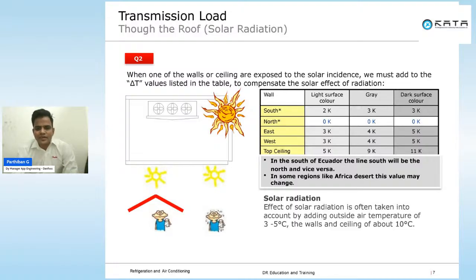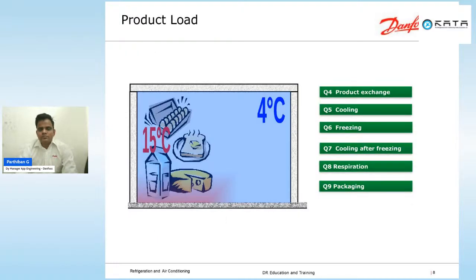Okay, let me go to the next slide. The next load in the cold storage is the product load. This is a major load. Transmission load will contribute only 5 to 10% of the cold storage load because we are using a PUF panel. The PUF panel will prevent the heat from entering, maximum it will prevent, but some minor amount of heat will still enter. That's very low. But product load is the major load, which will decide the size of the refrigeration equipment.